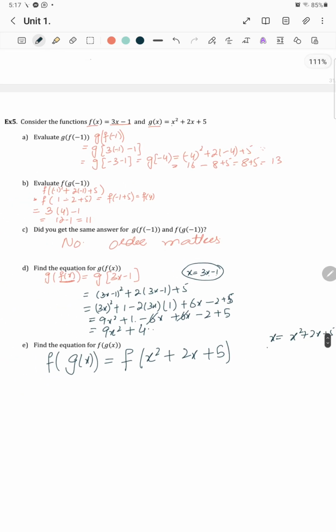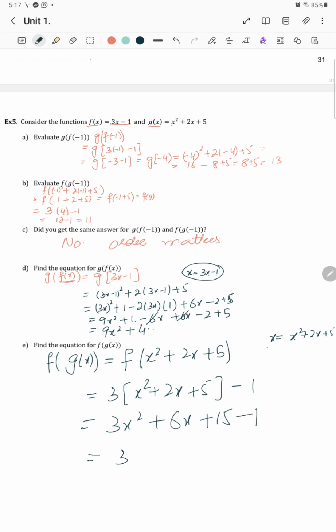So what is f of x? f of x is equal to 3 into x, 3 into x. And what is new x? x square plus 2x plus 5 minus 1. 3x square plus 6x plus 15 minus 1. 3x square plus 6x plus 14, which is the answer for part E.